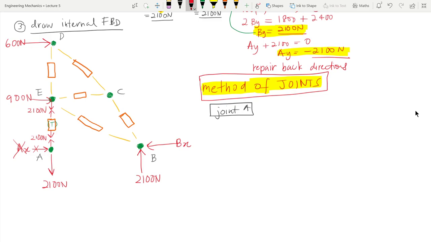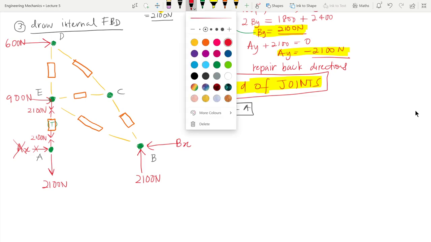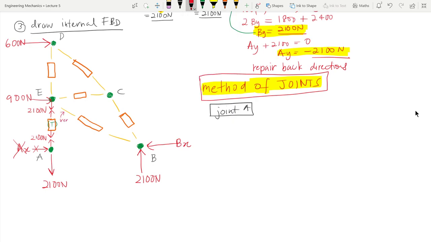We have four more joints to look at. You can look at joint D. Joint D seems to be quite easy to solve. Joint B also seems to be like that. So if you look here, going down is 2100, right? But you cannot immediately just go like that. It doesn't work the same way. Why? Because you also have this vertical component, another vertical component. So this will take some of the 2100 Newton load. So you cannot go all the way up because of this vertical component. So I guess the next joint which is easiest to solve is definitely joint D. So let's look at joint D.